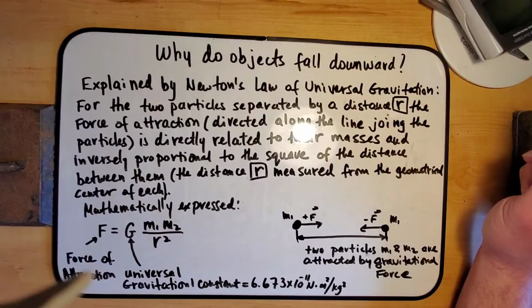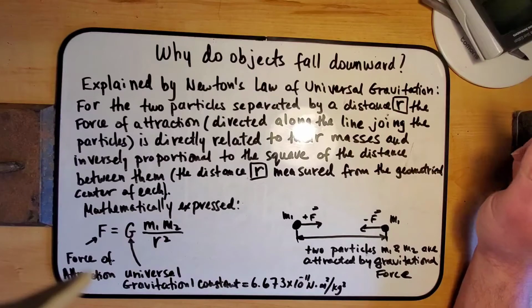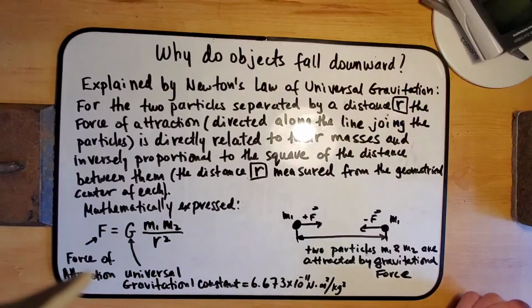Of course, the distance that we are talking about here is measured from the geometrical centers. Some objects, if we're lucky, are spherical, so all we have to do is measure the distance r from the center of this object to the center of the other object. But some objects, like human beings, don't have a spherical shape, so you will have to find the geometrical center of that shape.